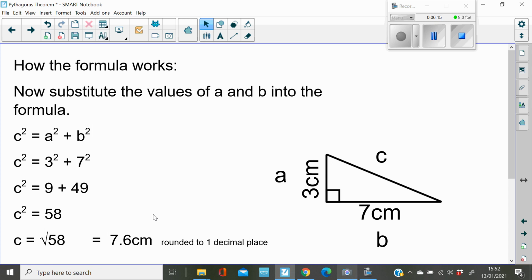So just a quick recap. You put your numbers 3 and 7 into the formula. You work out what 3 squared is. You work out what 7 squared is. You add them up and you take the square root. Notice that once I've taken the square root, it just says C now, not C squared anymore. So C is equal to the square root of 58.